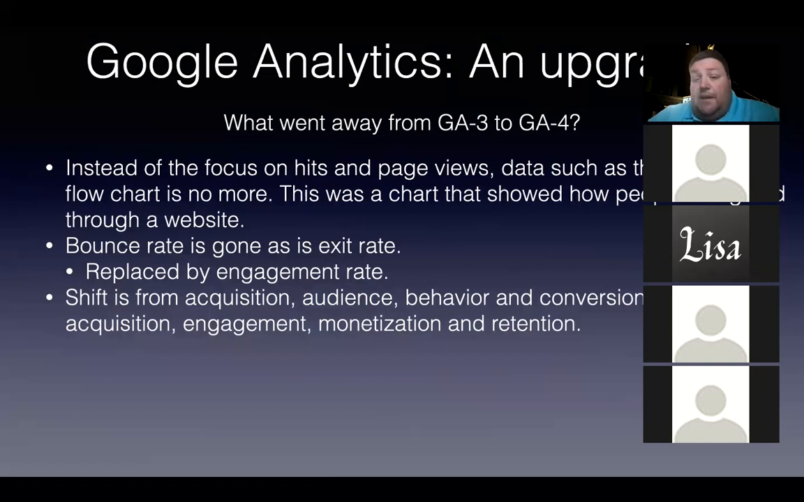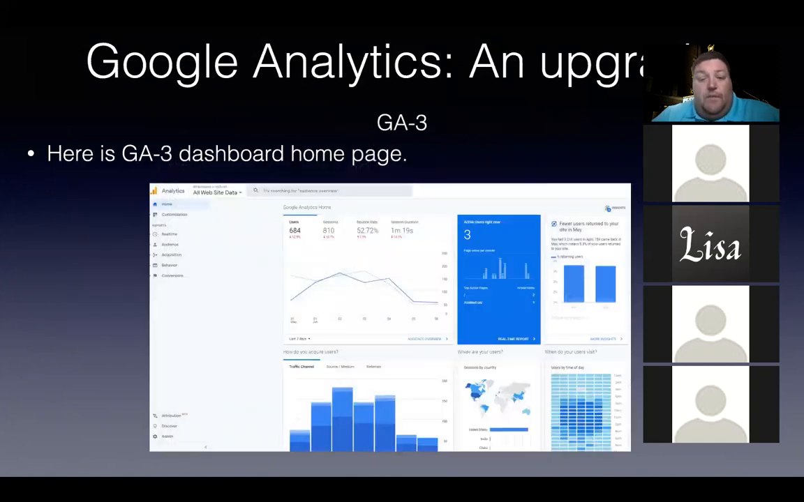Also gone is the bounce rate, and that was replaced by an engagement rate. The numbers are really kind of similar, but not exactly the same. Again, the shift is from acquisition, audience, and behavior and conversions to acquisition, engagement, monetization, and retention. If you are familiar with GA3, this is what that page looked like. You saw users, you saw sessions, there's bounce rate right in the middle, and then session duration.